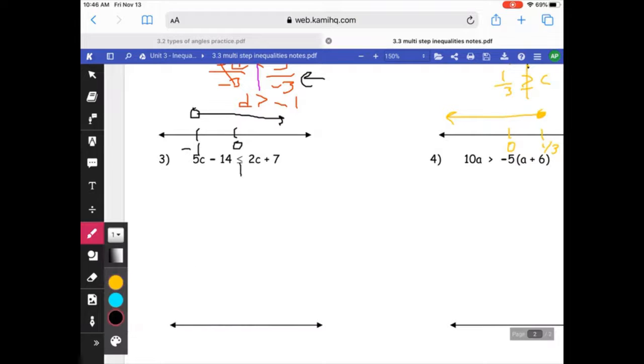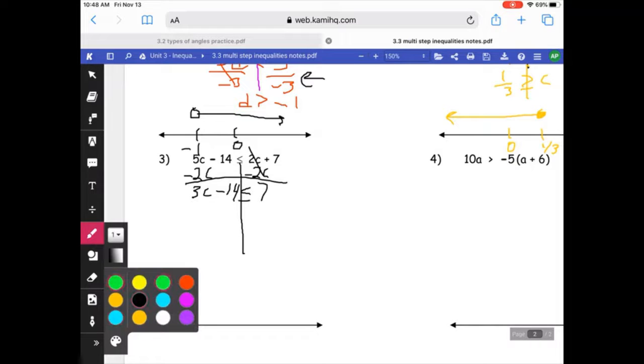5c minus 14 is less than or equal to 2c plus 7. So this is a regular old two-step or multi-step inequality. We want to isolate the variable first, so subtract 2c on both sides to keep it positive. That's going to leave us with 3c minus 14 is less than or equal to 7.